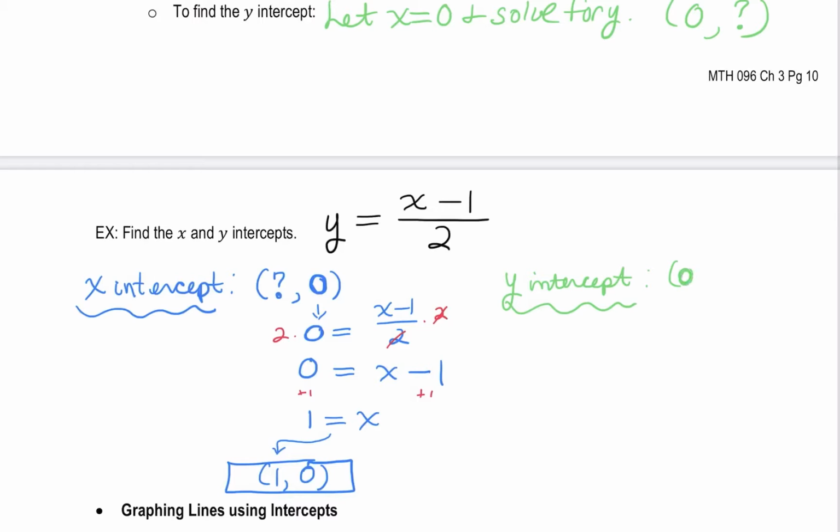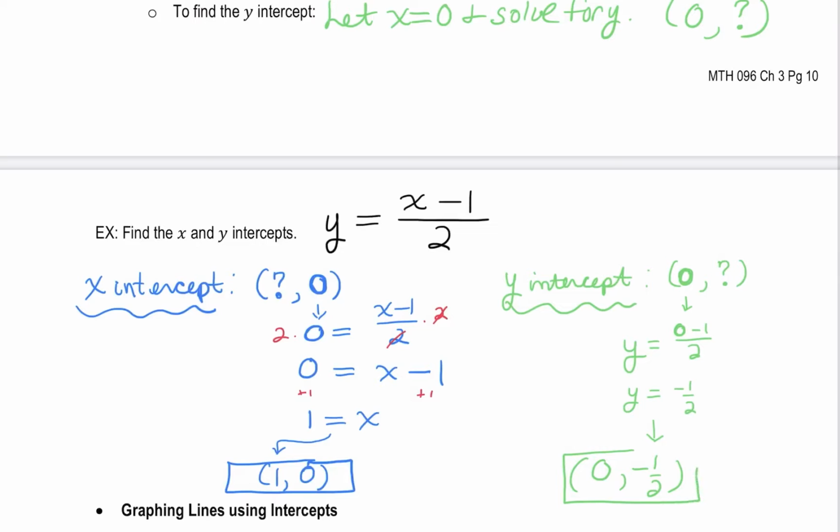So you're subbing in this time 0 for x, and you're going to solve for y. So 0 is what gets subbed in for the x variable. So you're going to have y equals 0 minus 1 over 2. Well, that's even quicker than the last one, because that's just y equals negative a half. It's already solved. So again, this is what your y-coordinate is when we started off letting the x-coordinate be 0.